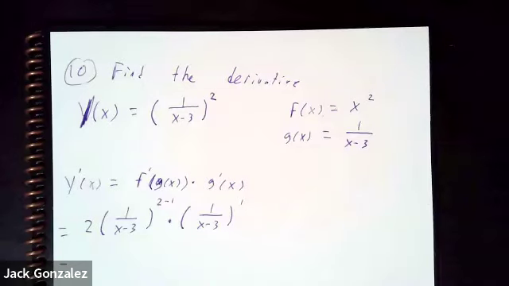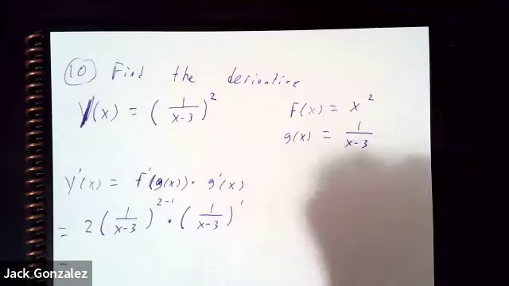I have a question. Is there an easier way to remember how to do the quotient rule? Because I always get it mixed up. Like I always have to look back at my notes and remember the formula.